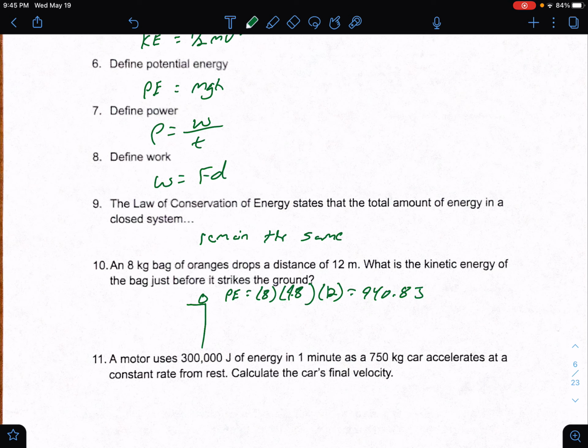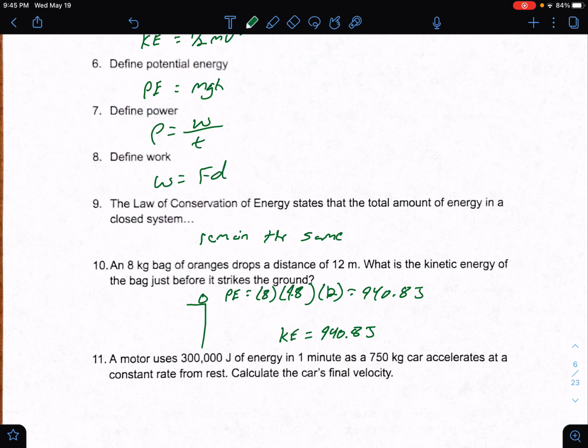Okay, so if it was not moving at the top, that means that's also my mechanical energy. And we know when it hits the ground, it better have the same energy. When it hits the ground, it's going to have purely kinetic energy. So my kinetic energy when it hits the ground would be 940.8 joules.